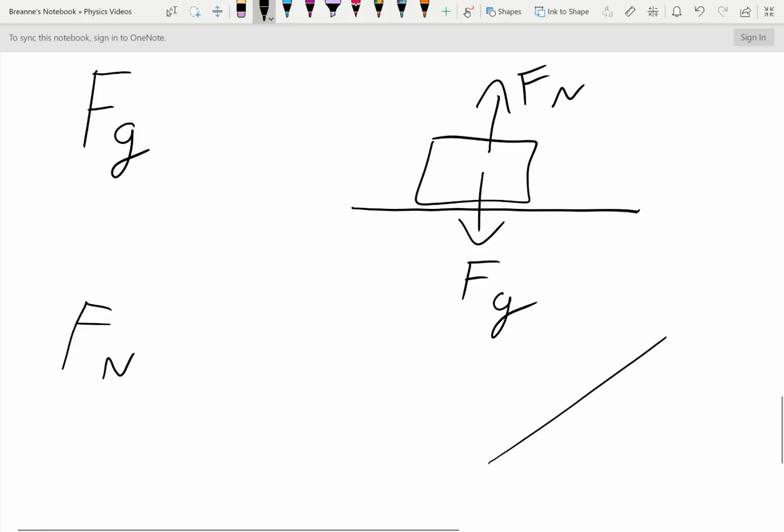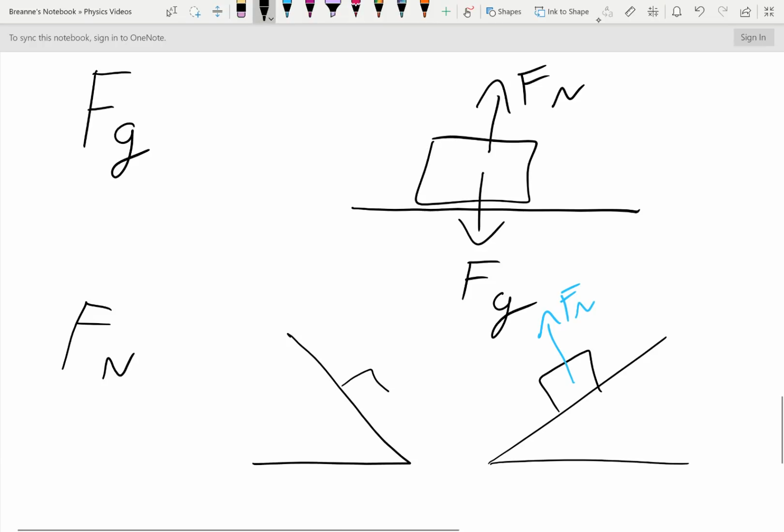But let's say our surface is tilted. Our force of normal tilts with the surface. It doesn't matter which direction it's tilting. It tilts with the surface. Force of normal can even be, if you're leaning up on a wall, your force of normal can even be straight off the wall. It goes with the surface.